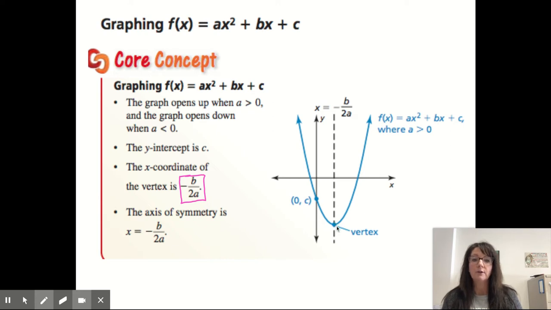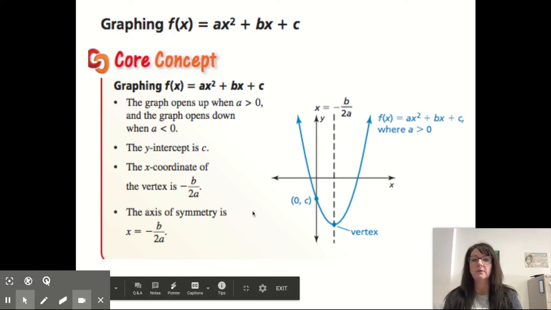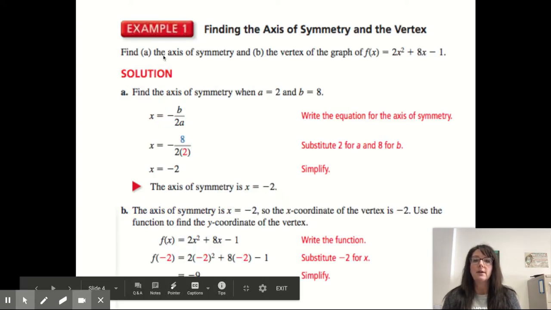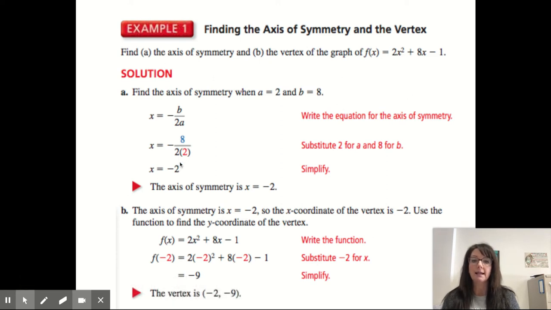To find the vertex, we would then plug in the value of x and solve for the output, or the y value, to get the y-coordinate of the vertex. So that's pretty much what we're going to be doing in this chapter. So it's a lot of computation for those of you that like computation. All right, so first we're going to find the axis of symmetry. Remember, that's what x is equal to when we solve negative b over 2a. And then we want to find the vertex.